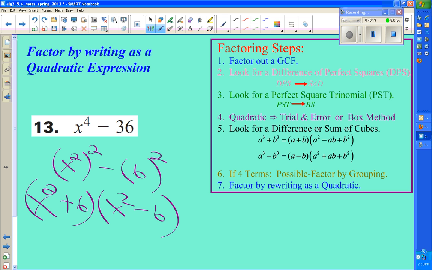Can I factor further? What can I factor further? Both of them, or one of them? X squared plus 6? How's it factor?